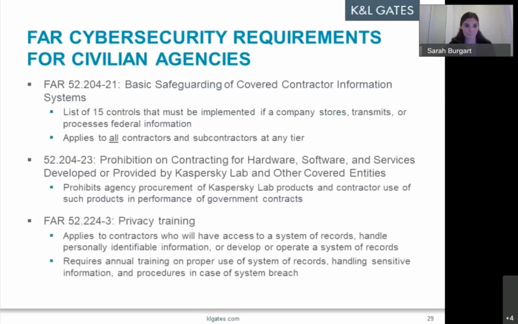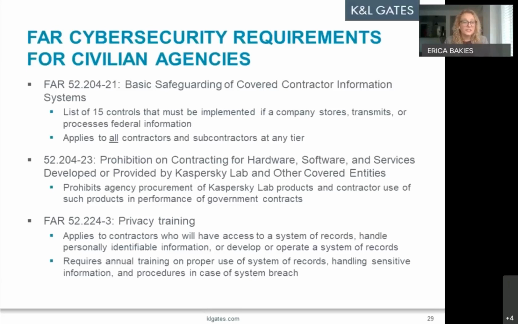Thanks, Sarah. So there are some cybersecurity requirements that are included in FAR-based contracts that apply to civilian agencies in addition to the Department of Defense. The first one we want to flag for you is FAR 52.204-21, which is entitled Basic Safeguarding of Covered Contractor Information Systems. This requires certain controls that must be implemented if a company stores, transmits, or processes federal information. It applies to all contractors and subcontractors at any tier.